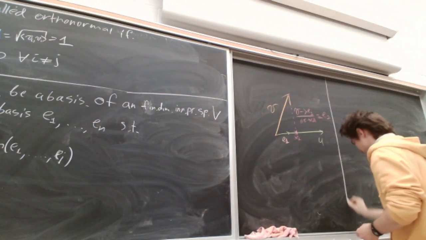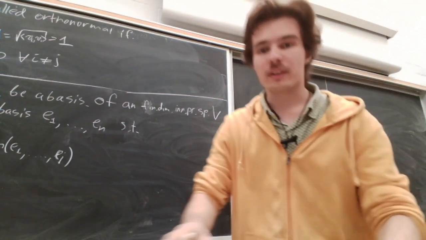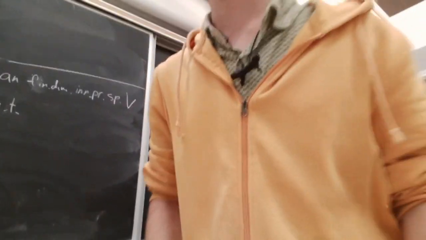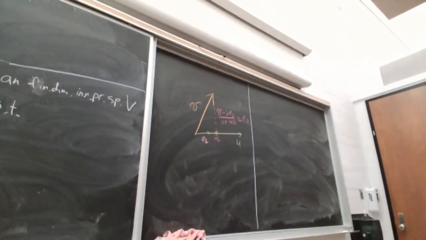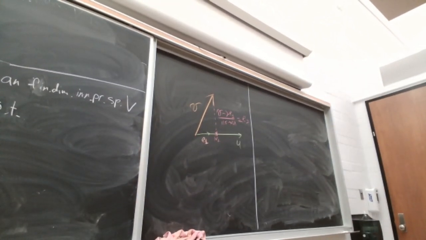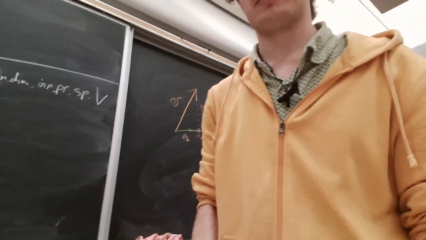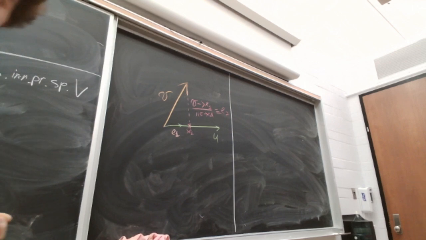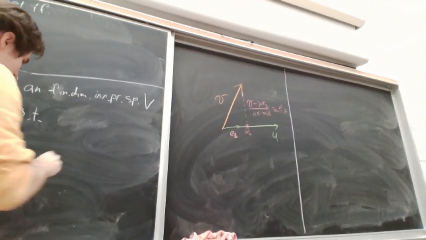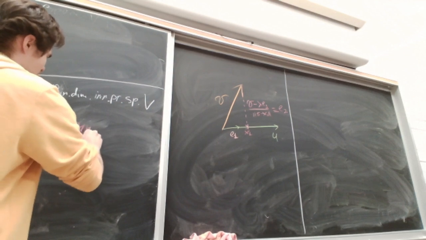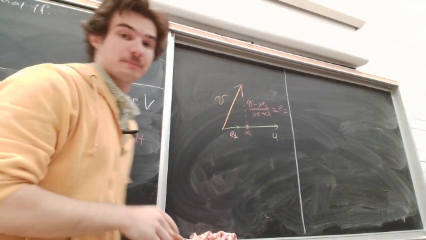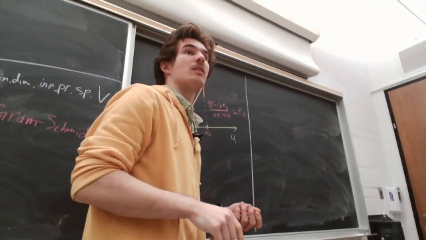So that's how we're going to do it. And this is called the Gram-Schmidt procedure. You can call this theorem the Gram-Schmidt theorem or the Gram-Schmidt procedure, whatever it is. I think it's called Gram-Schmidt like this. I don't remember. There's many things I don't remember.